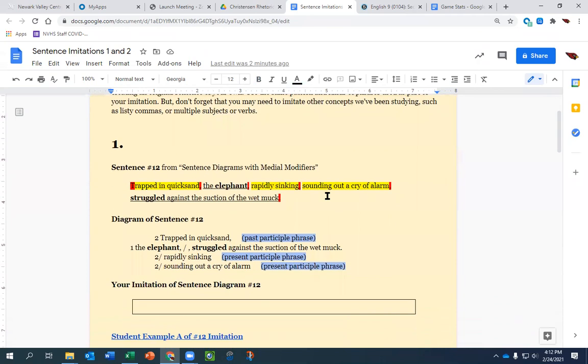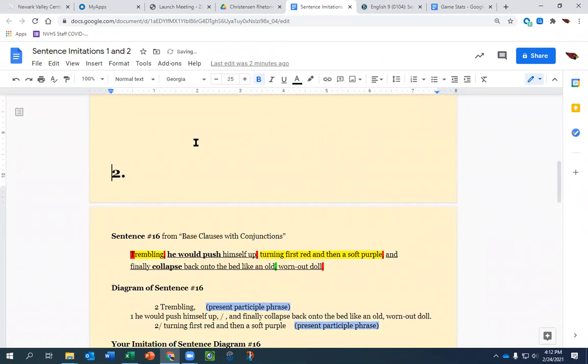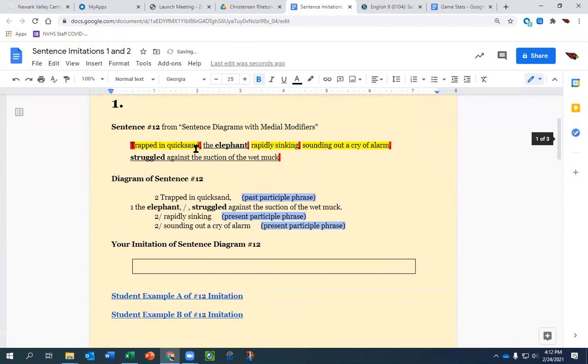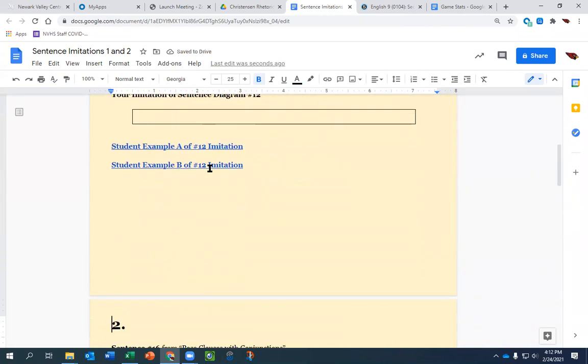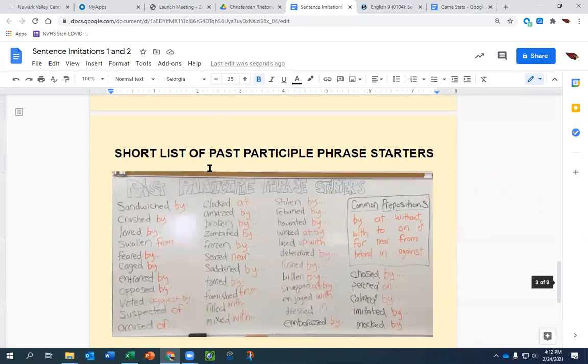So there's 2 imitations on here, by the way. They will hopefully be on separate pages. So you have one page for imitation number 1, another page for imitation number 2, and then you're offered some resources here on page 3. There's a short list of past participle phrase starters.